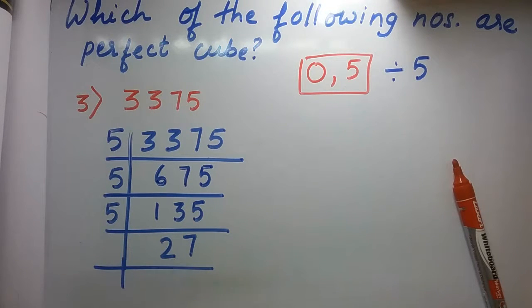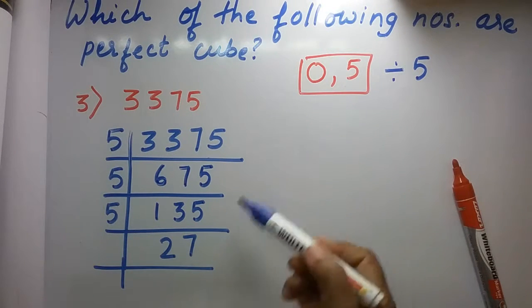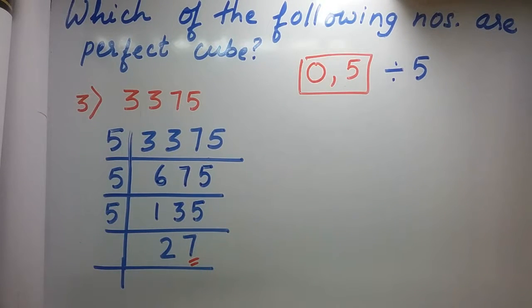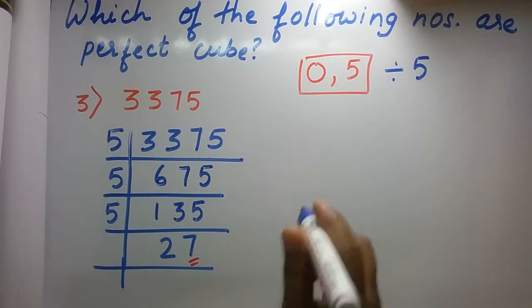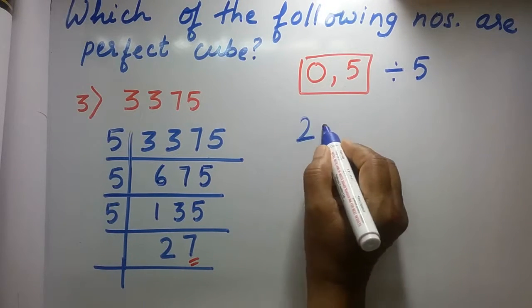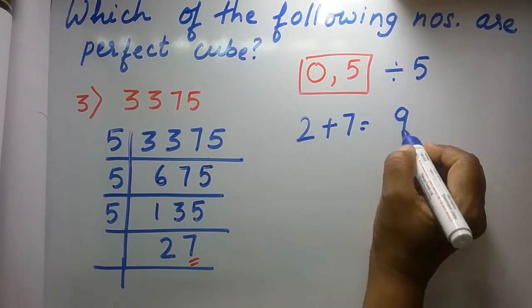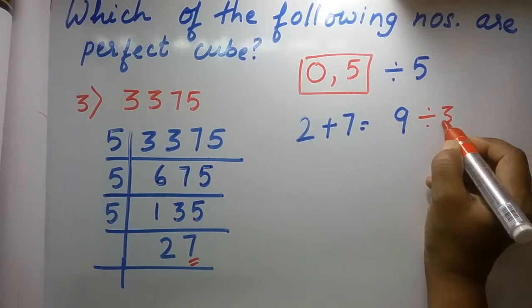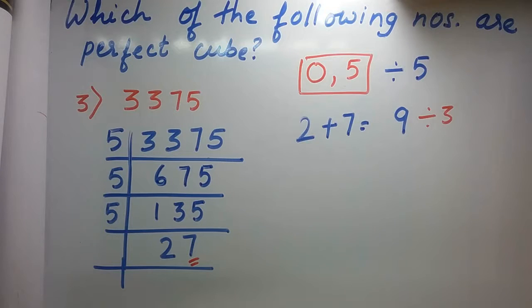Then this number 27 can't be divisible by 5 because you don't have 5 in the unit place. So solve this. Now it is 27. Just check it out. It's not divisible by 2 also, because 0, 2, 6, 4 is not in the unit place. So add and check. 2 plus 7 is 9 and 9 is divisible by 3. So that shows this 27 is divisible by 3.